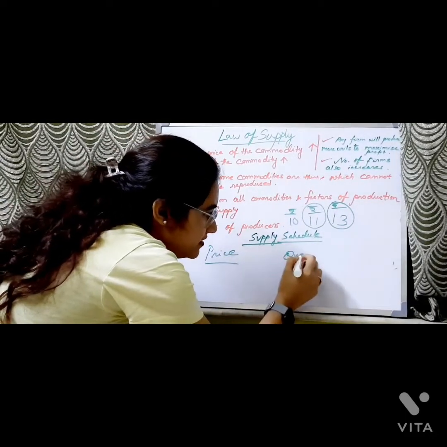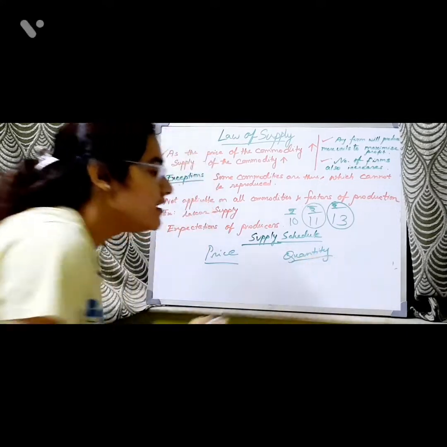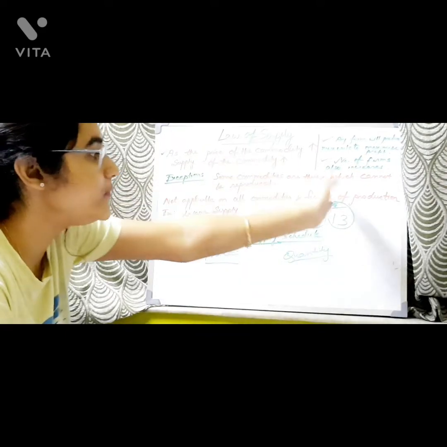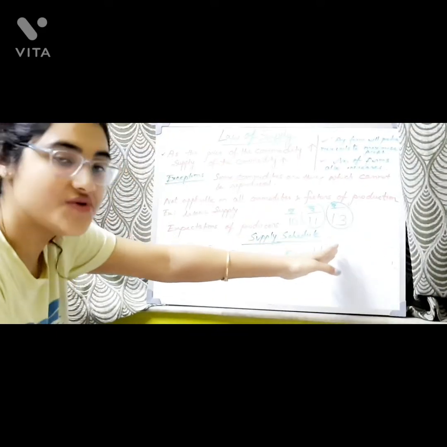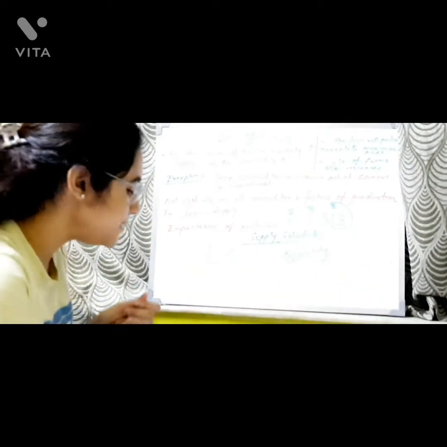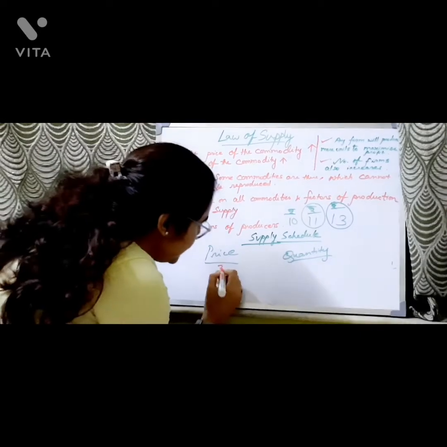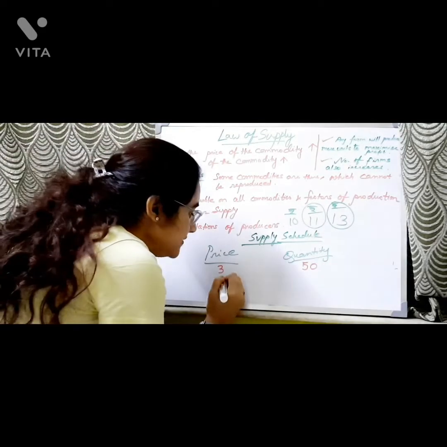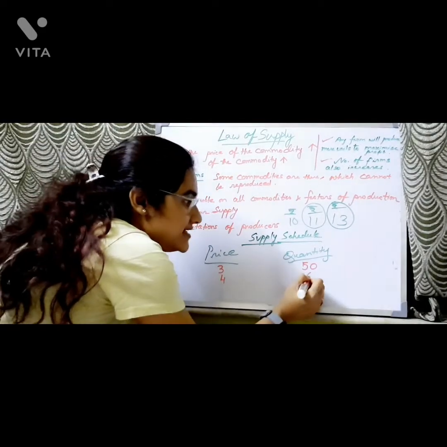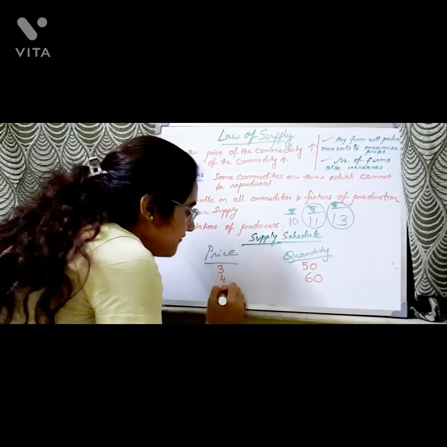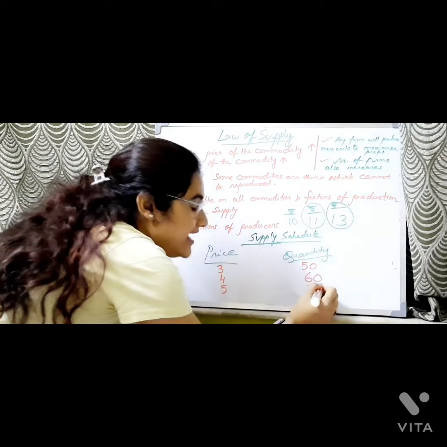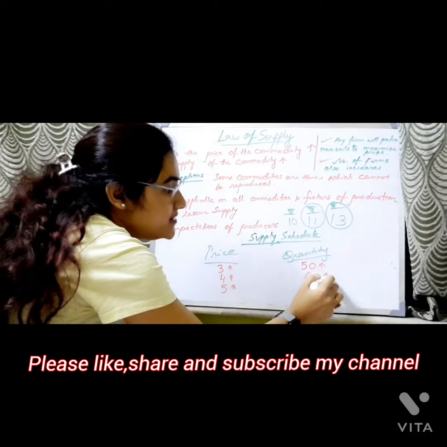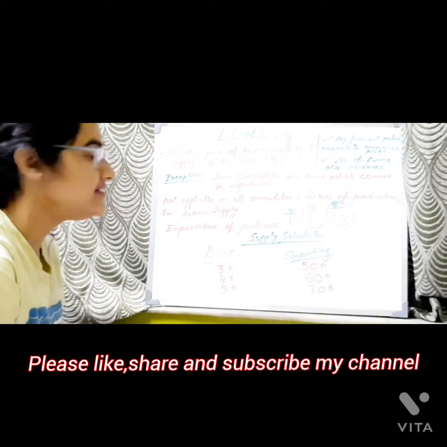Price and quantity. Like in the case of demand, as we saw in the diagram, when the price is 2, the quantity is 50, when the price is 3, the quantity is 40 and all. And in the case of the supply schedule, when the price is 3, quantity supplied will be 50. If the price is 4, quantity supplied will be 60. In case of 5, quantity supplied will be 70. As the price is increasing, the quantity supplied is also increasing. And this is the supply schedule.